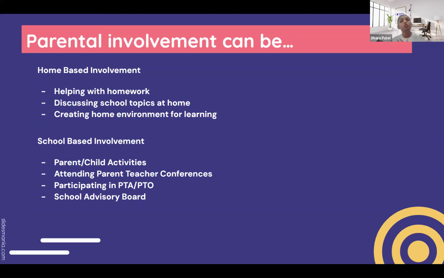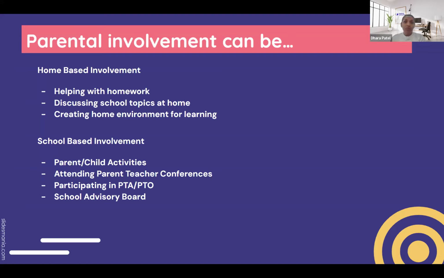And then you have the school-based involvement, right? That's the one where we see the parent in and out, like, oh yeah, that mom is always around. She's amazing, right? So that's where you have parent-child activities planned for the parents, maybe once a month, maybe four times in a year. It could be attending parent-teacher conferences, which I know many school districts have one at the beginning of the year, one towards the middle of the year, or towards the end of the year.